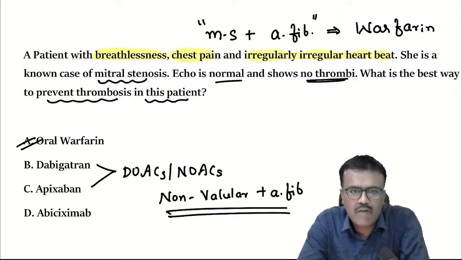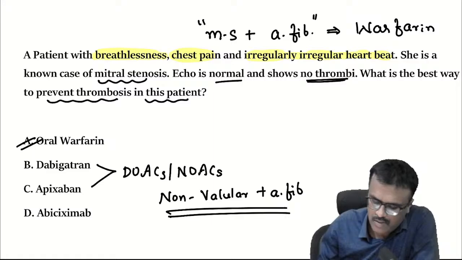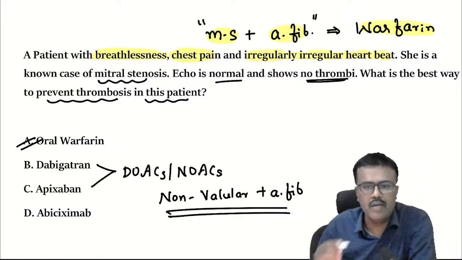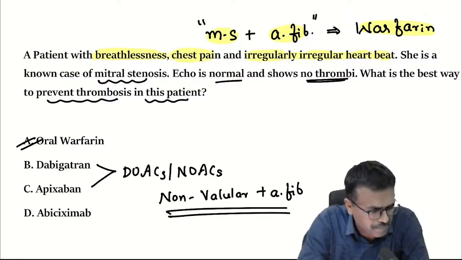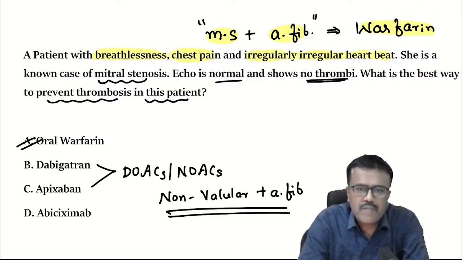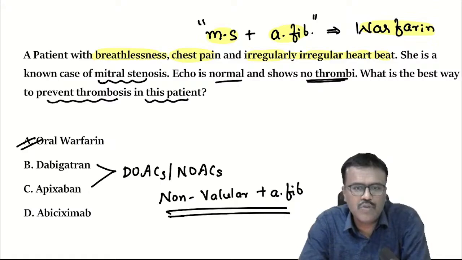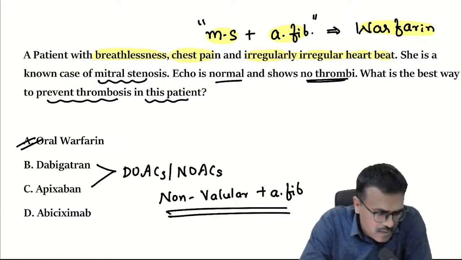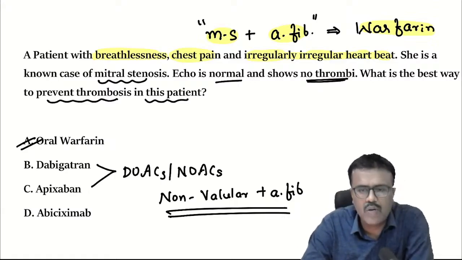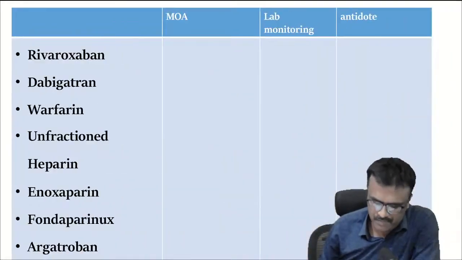But this is a valvular heart disease with atrial fibrillation. The preferred will be warfarin. So read the question carefully. What is the purpose of this MCQ? It is to understand the anticoagulants, also called antithrombotics. So let us jump into that.